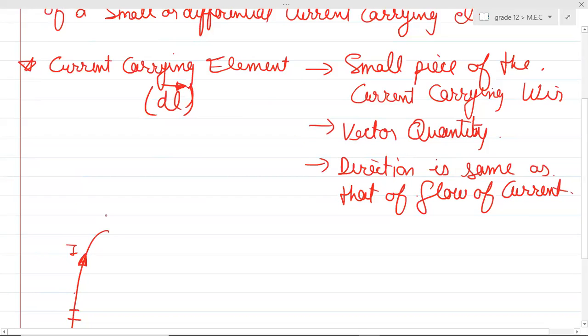But current was important to determine the direction of magnetic field, right? So we devised a concept in which we take the direction of current without mentioning that current is a vector quantity, right? So that is why we took length as a vector, and we just multiply it with the current, and we get your current element. So is this clear, guys?